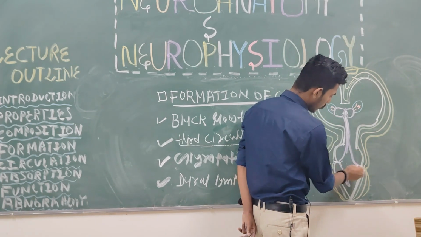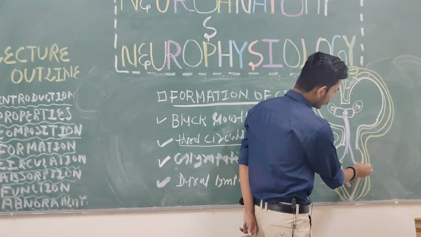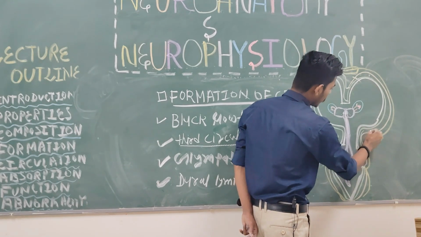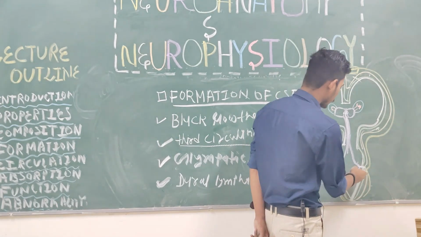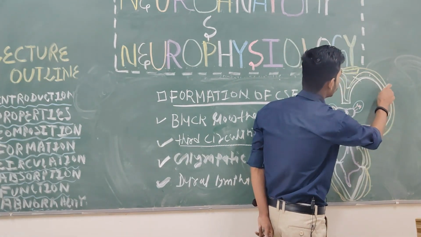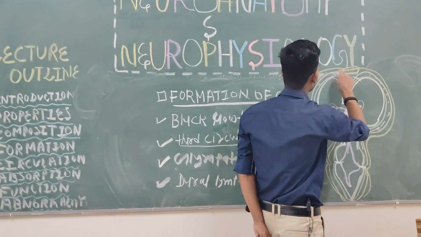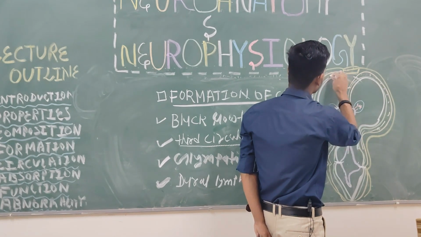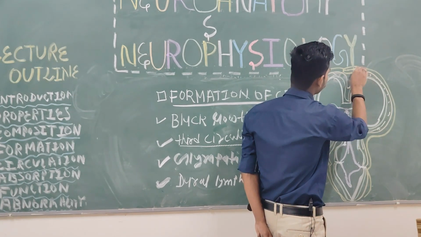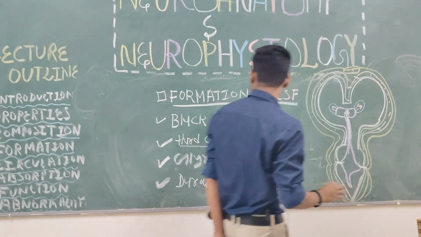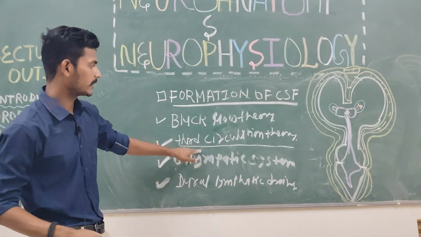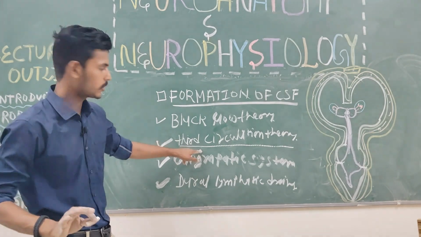The fourth ventricle has openings which communicate with the subarachnoid space, and this is done by the foramen of Luschka. Now the CSF is circulating, understood, and it is drained into the dural venous sinus. This is postulated by the third circulation theory, understood, no problem.